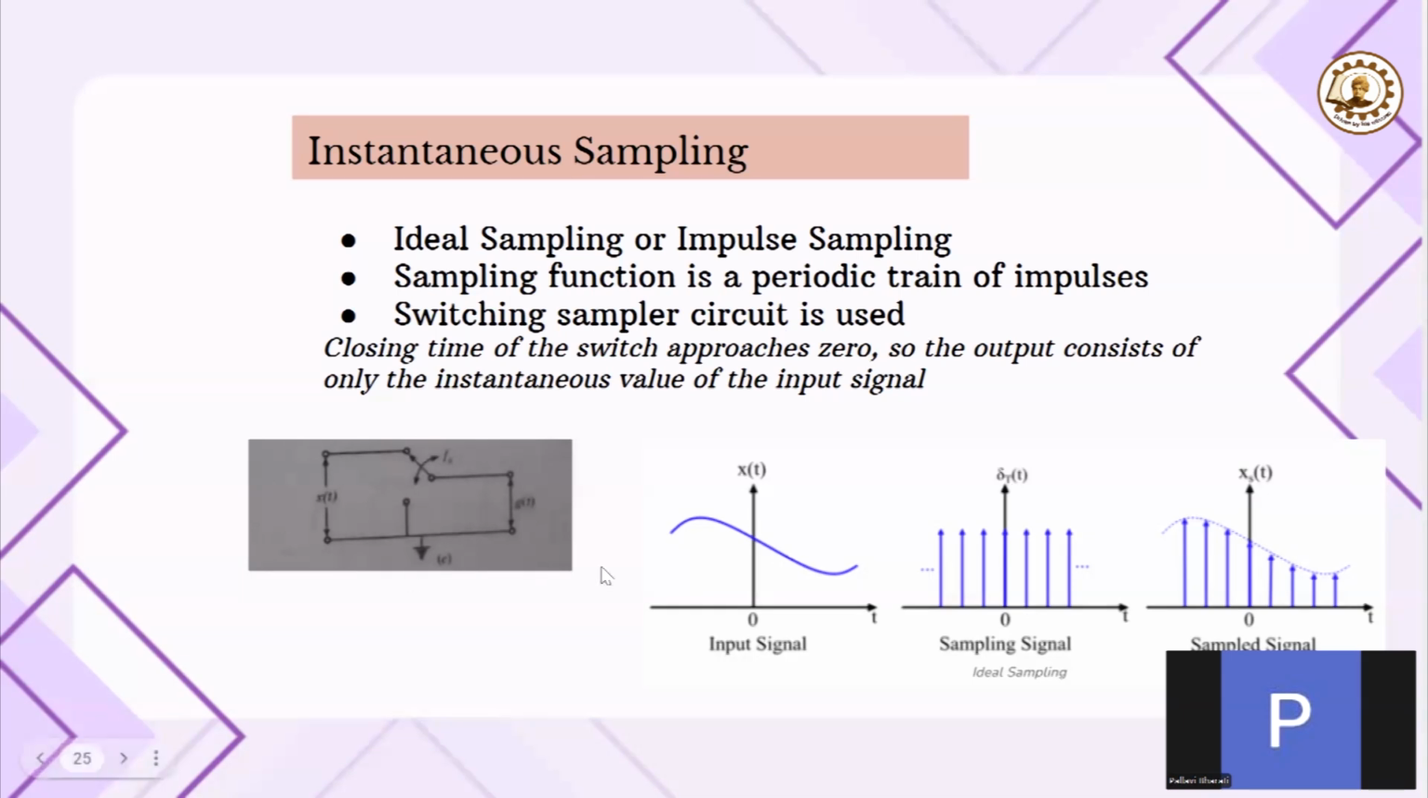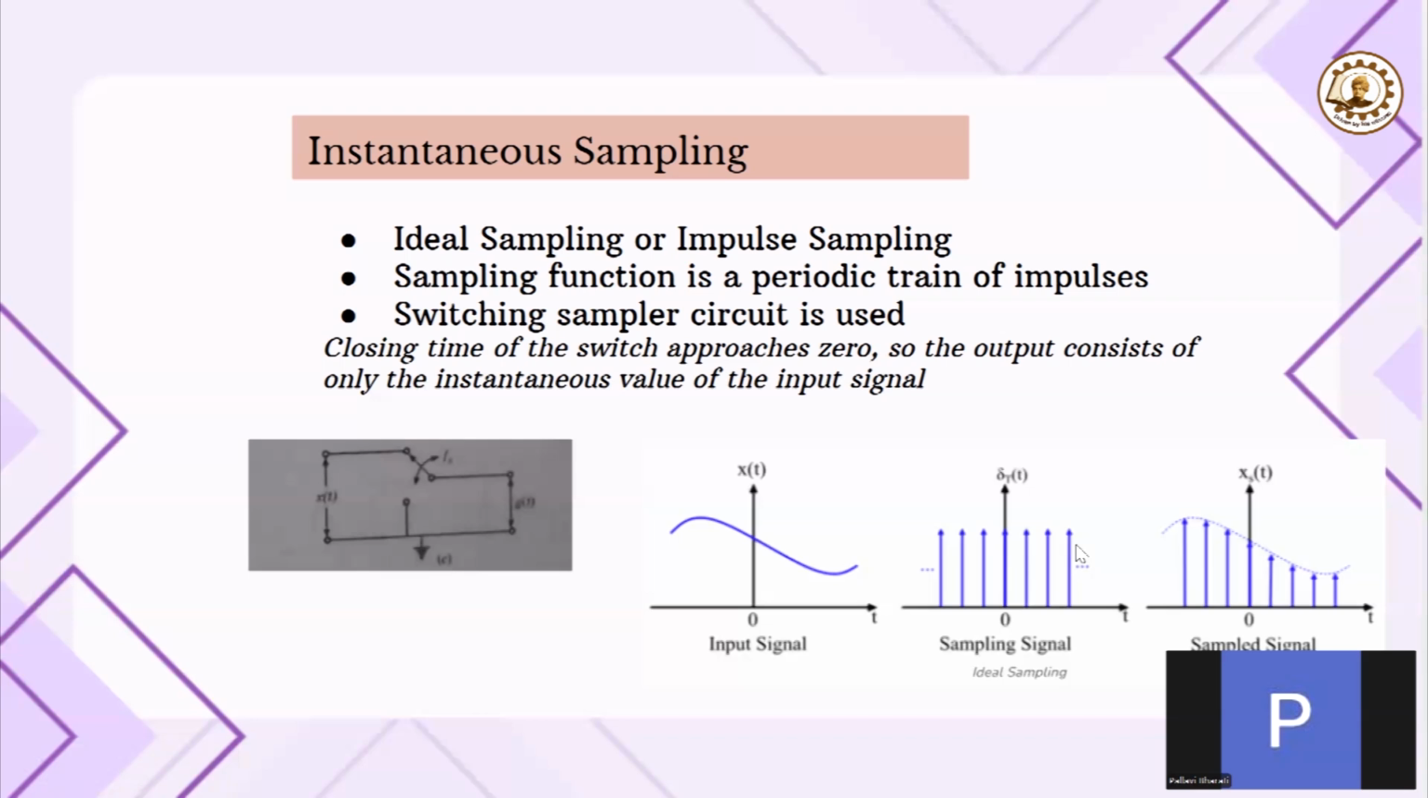This is a circuit that we use for instantaneous sampling. At this point you are giving the message signal, and at this point you are putting a switch. The switch takes only the values of the signal at certain instants, say at 0, t, 2t, 3t. So this is your method of instantaneous sampling. But here, the closing time of the switch approaches 0, so the output consists of only the instantaneous value.